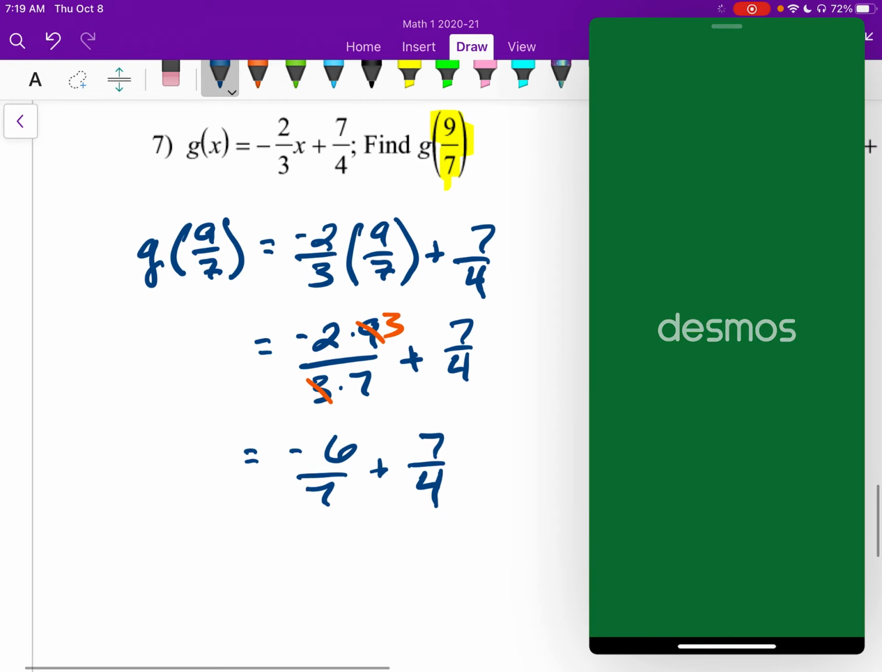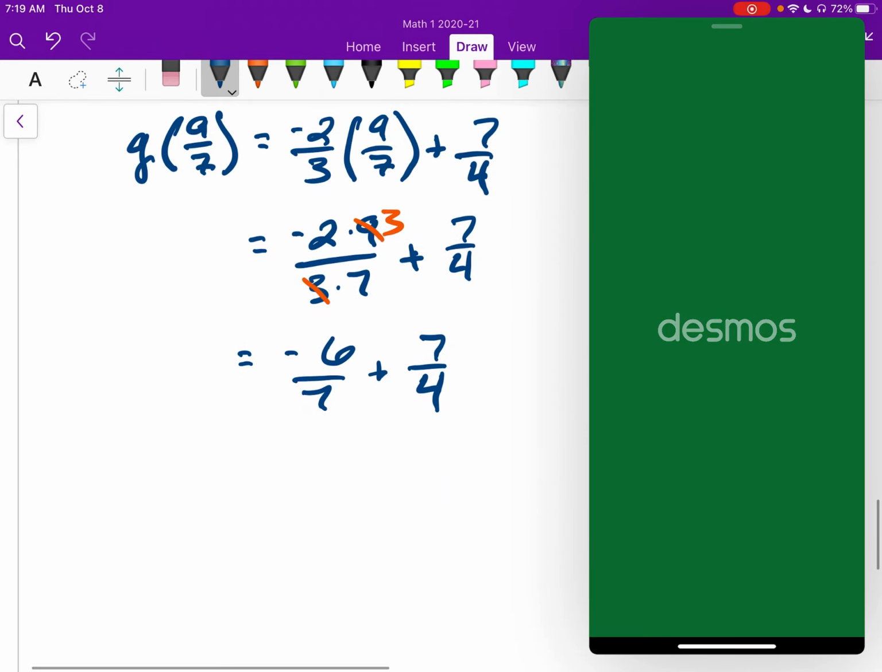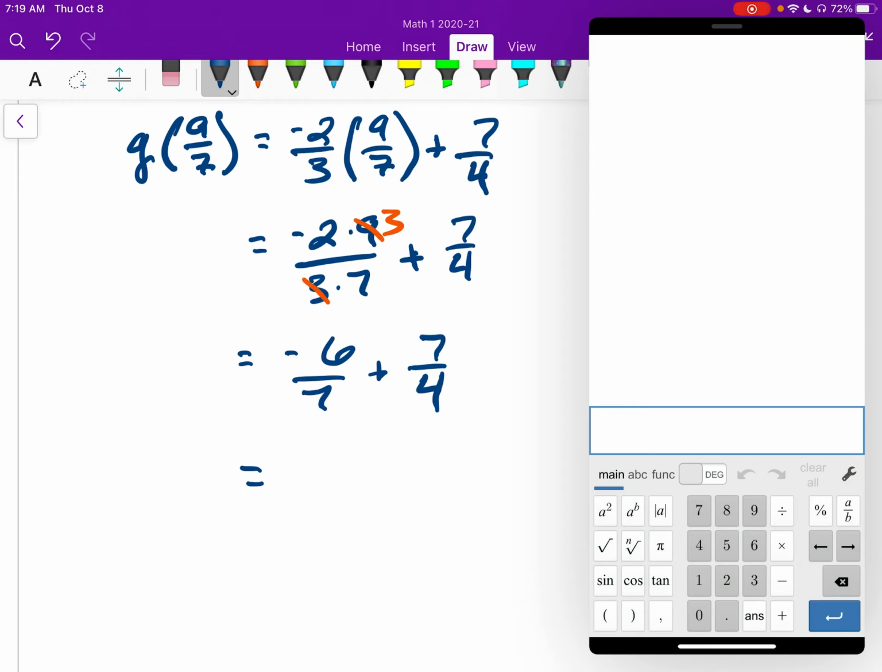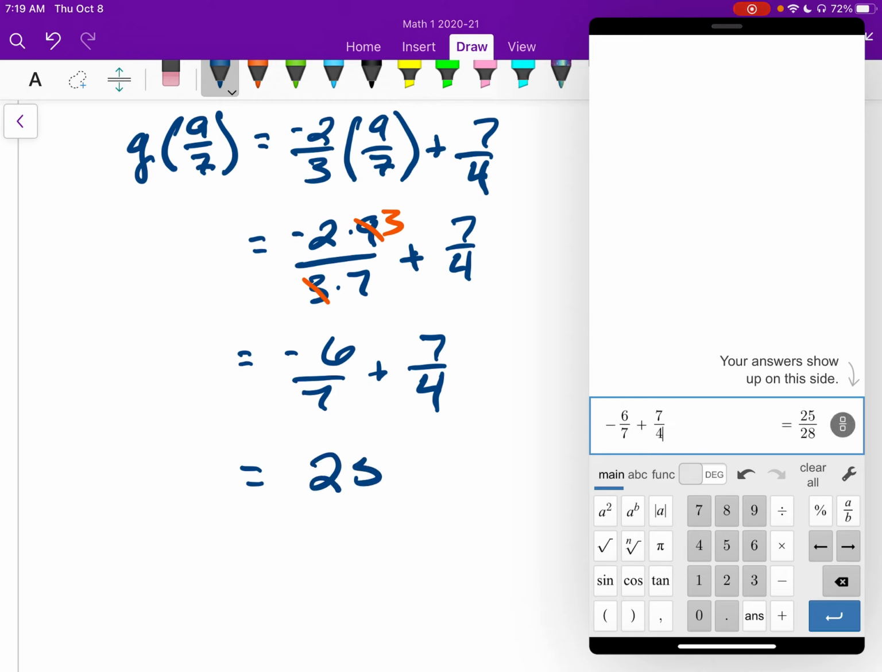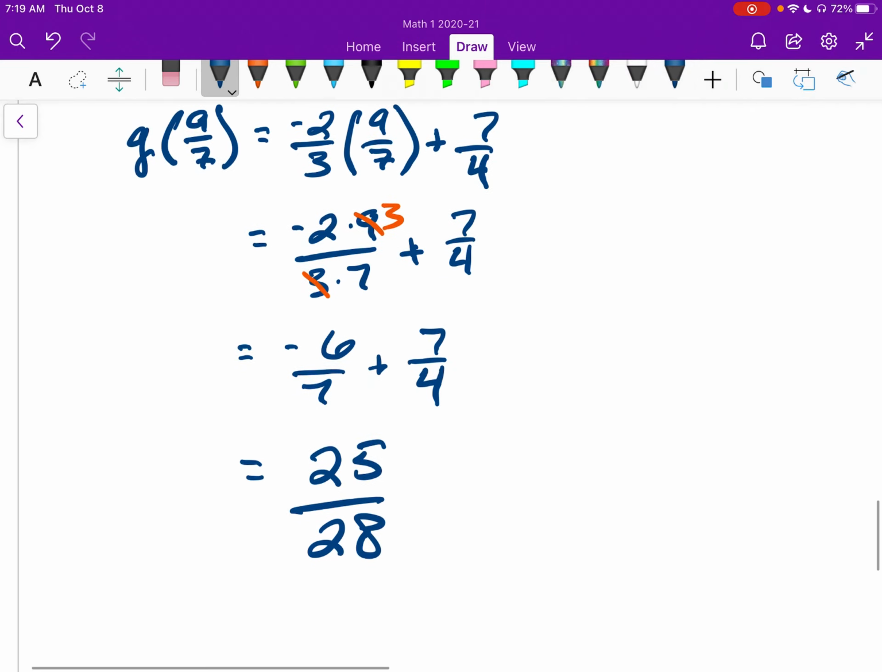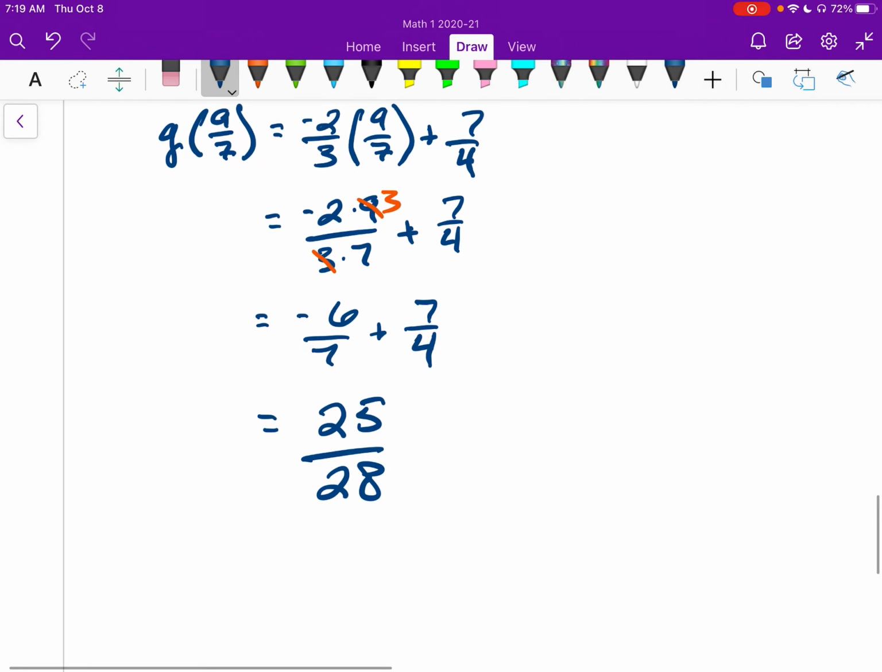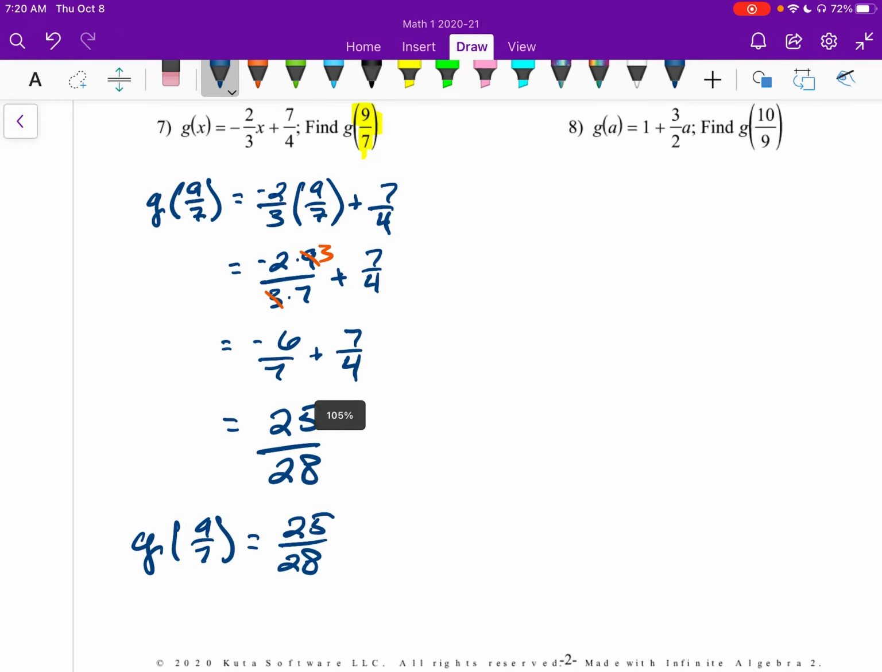And those numbers are going to get pretty big, so I'm just going to type them in a calculator. So I'm going to say negative 6/7 plus 7/4, and that gives me 25/28. So if I were to write this as a function label, I would say g of 9/7 equals 25/28. And that would be my answer.